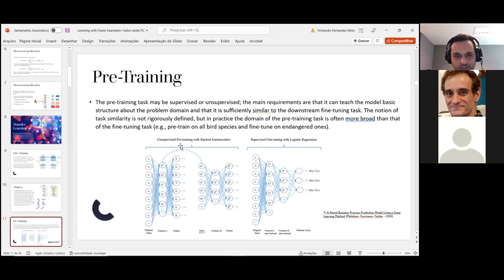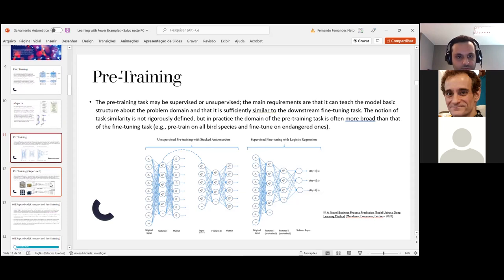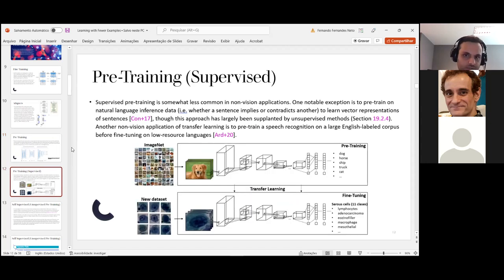So for example, here we have an unsupervised pre-training with stacked autoencoders, which of course is unsupervised. And the idea here is to extract the latent features, and the supervised fine-tuning, for example, with logistic regression. So the idea here is to use, as we said before, the intermediate layers and discard the final layer in order to copy and reconstruct these extracted features in a new setting.